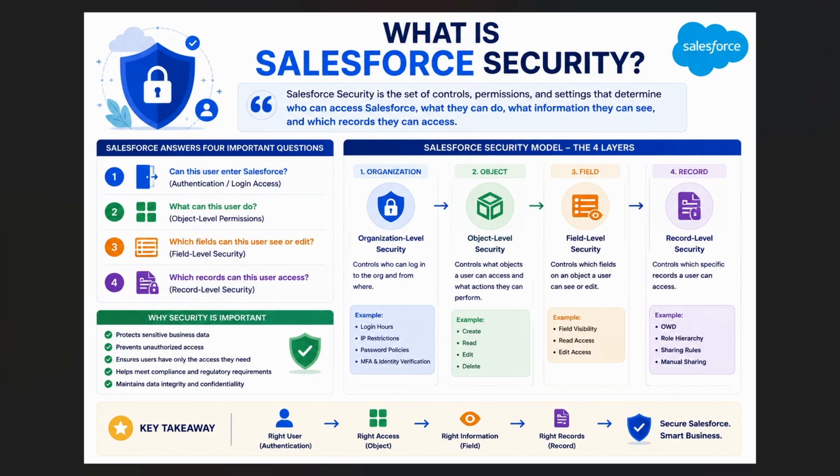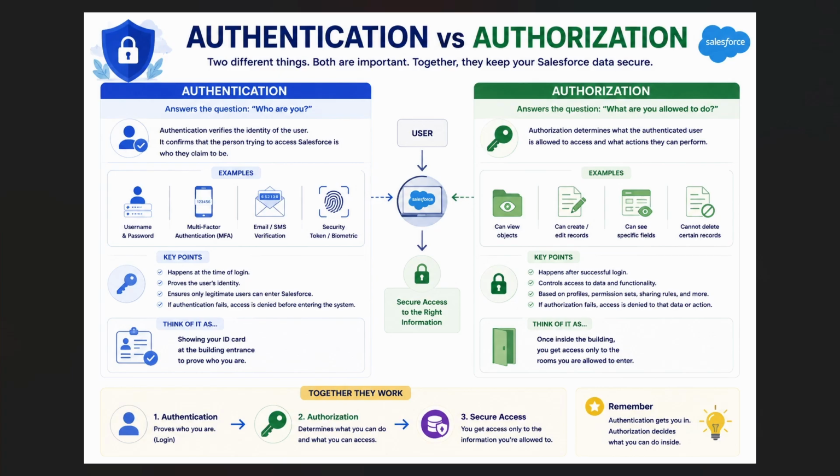So our goal is not to block everyone from everything. Our goal should be to give users exactly the access they need to perform their job. This is commonly referred to as the principle of least privilege. Salesforce also recommends a permission set led approach to simplify and control access. So, Salesforce security helps us achieve three important things: protect sensitive information, prevent unauthorized access, and give users the access they actually need.